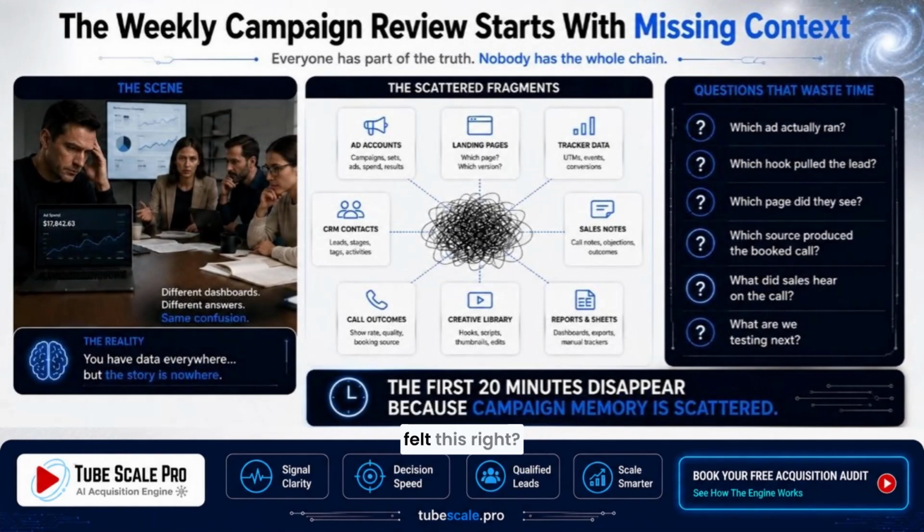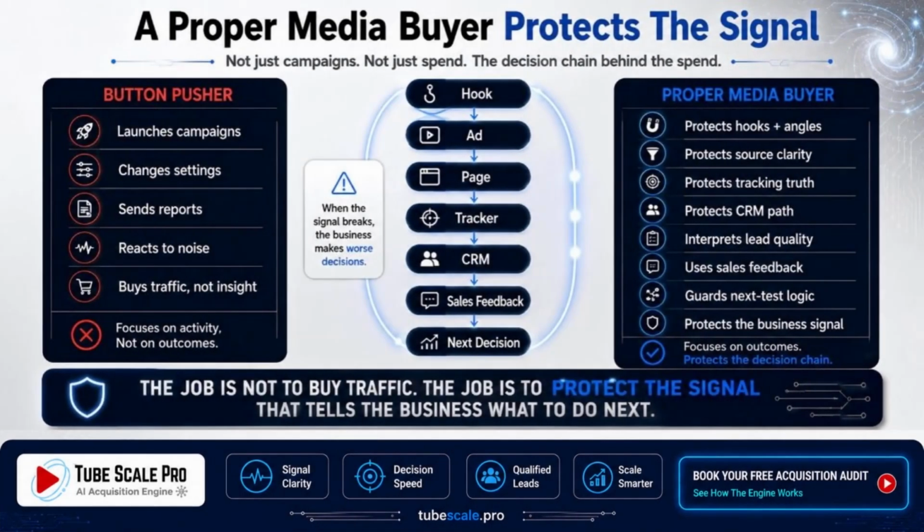And now I know you felt this, right? It's the Monday campaign review where the owner is staring at the spend, the marketing person is looking at campaigns, the CRM person is buried in contacts, and your salespeople are complaining about the lead quality. And somebody is trying to remember which video version even ran. Everybody has a piece of the truth, and nobody has the whole chain. And the first 20 minutes of that call disappears answering questions that should already be obvious. And at some point, you stop needing another random campaign.